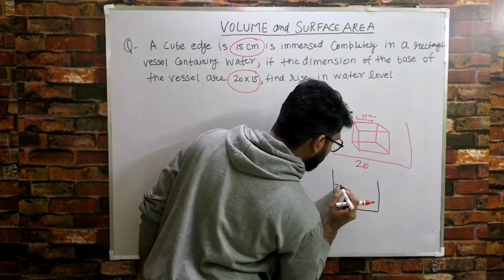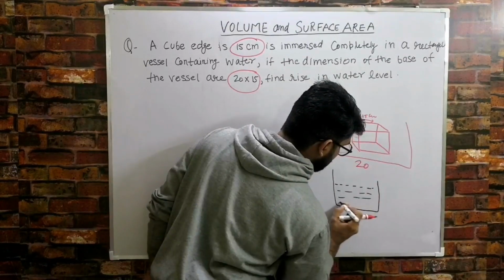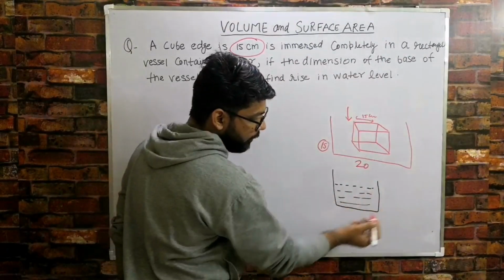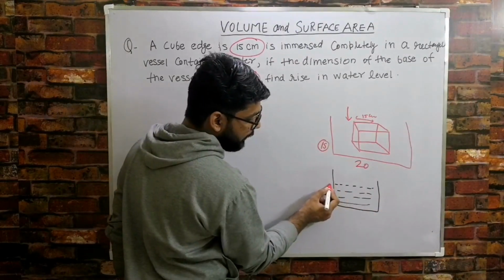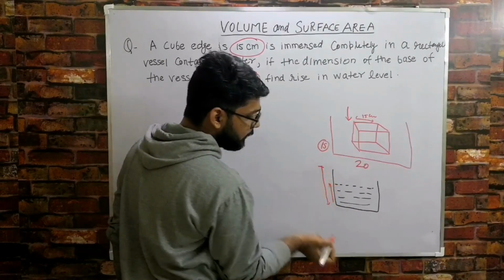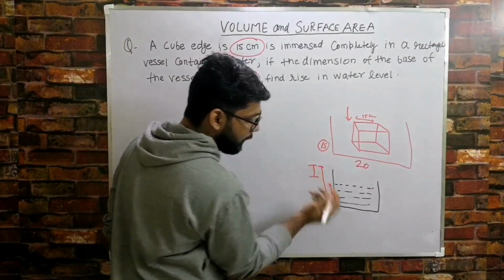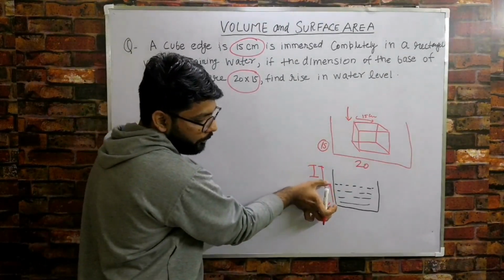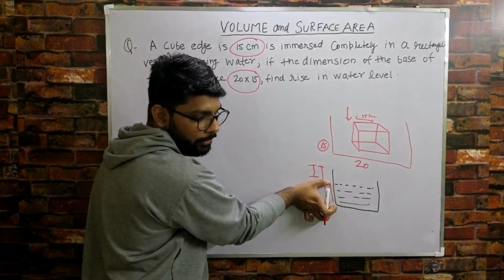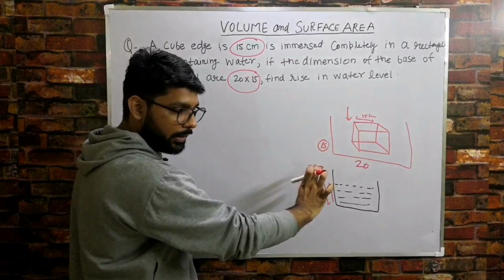If the water level before immersing the cube is this, and after immersing the cube the water level is increased till here, then what is the water level increase? This much. अगर before immersion of cube इतना ही है water level और cube डालने का water level इतना हो जाता है, तो दोनों का difference ही होगा जितना water level rise होगा.